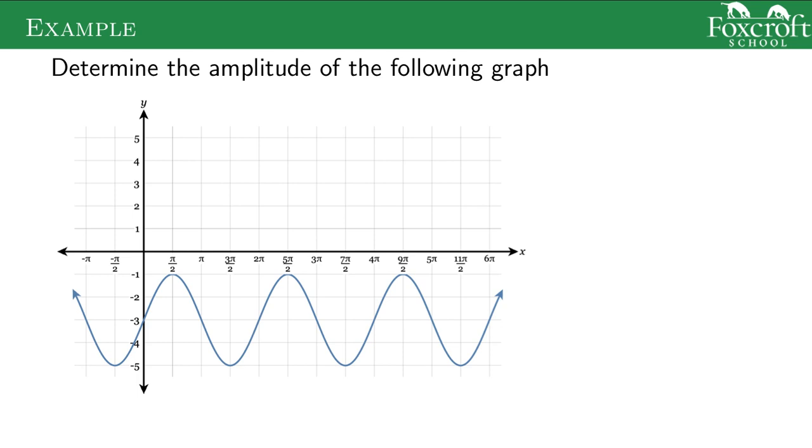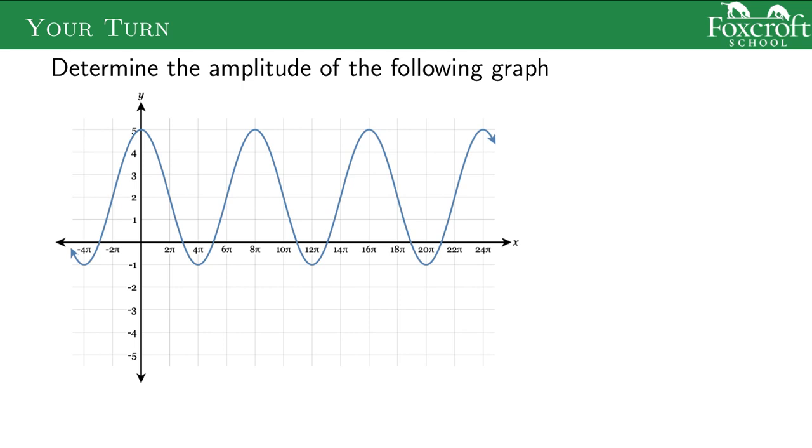Determine the amplitude of this one. Again, they're all the same. Find the midline first. The average of -1 and -5 is -3, so our midline is going to go here. Amplitude is the height in either direction. The amplitude here is 2.